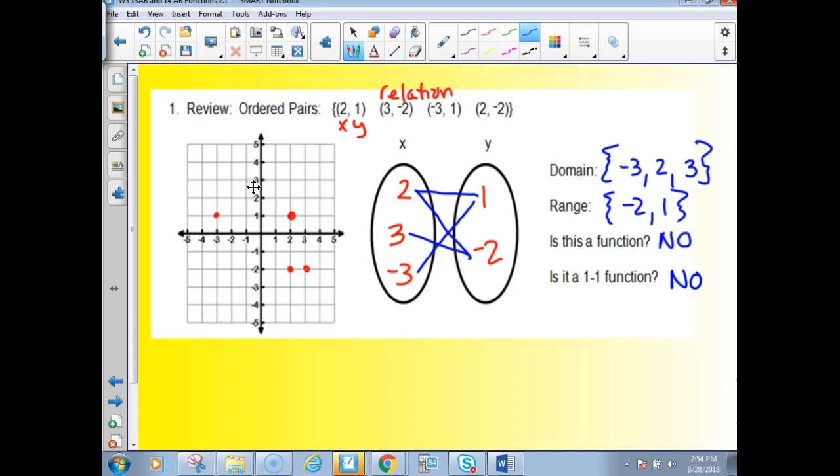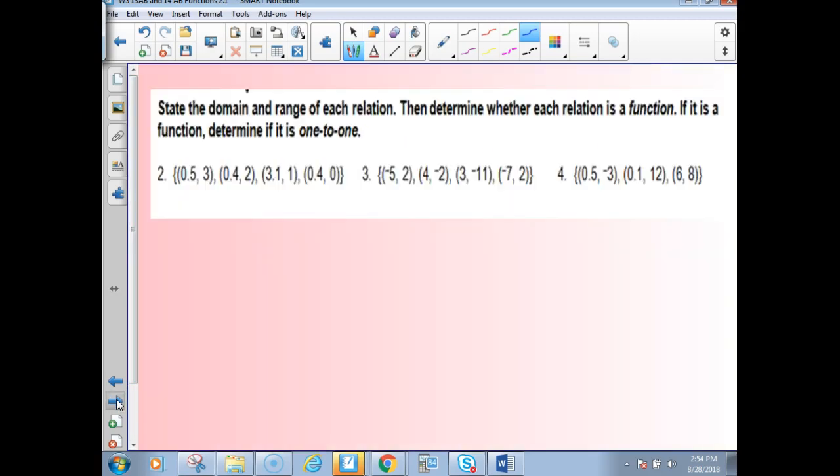Another way to tell that this is not a function is over here where the points are plotted. You got a vertical line that would hit 2 points. You also can tell it's not one-to-one because a horizontal line would hit 2 points. So that's multiple ways to view the information.